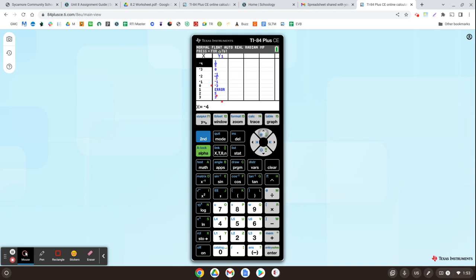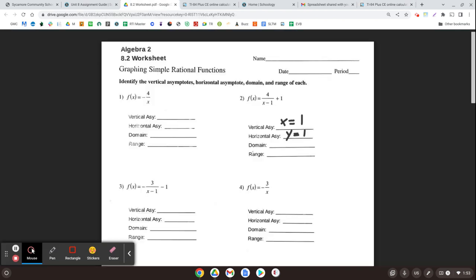If you look, what is our domain? Well, we can put anything we want in for x except for one number. And that one number produces an error. It's 1. It makes us divide by 0. So for our domain, x is all real numbers except x cannot equal 1. Just make sure you have that part right.